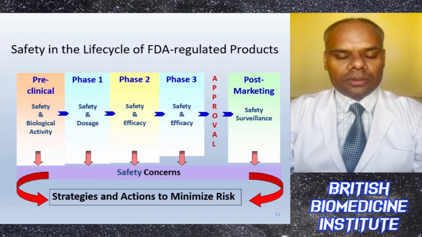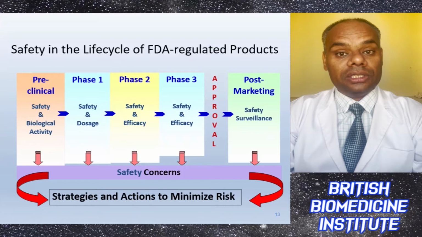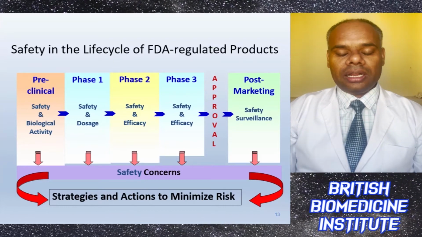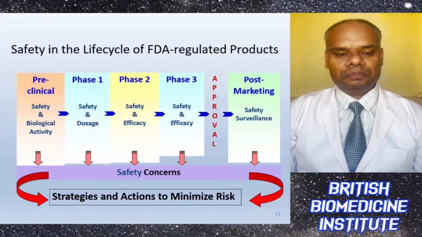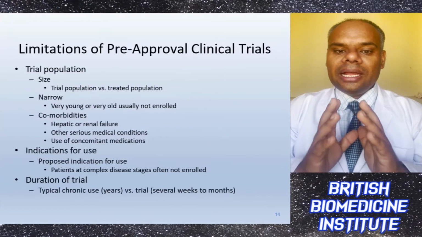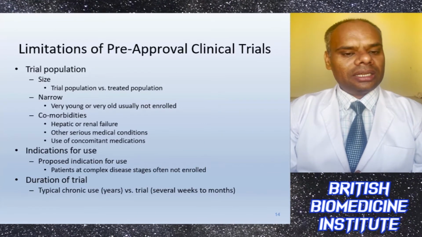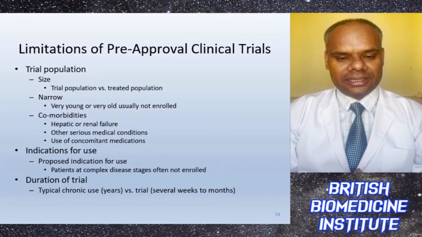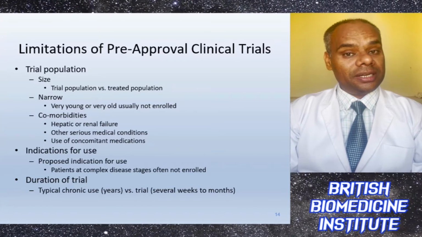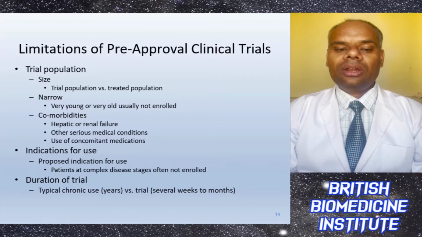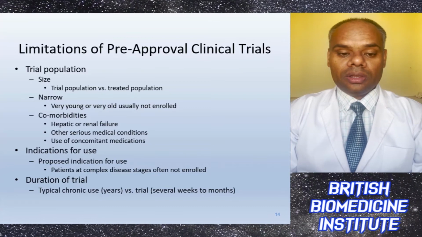And phase 4, also known as post-marketing, is where we check safety surveillance and want to identify unknown, unidentified or unlabeled side effects. The main limitation of pre-approval clinical trials is that the trial population has a limited size, where we compare trial populations versus untreated populations, and they also have a narrow strategy for patient recruitment.